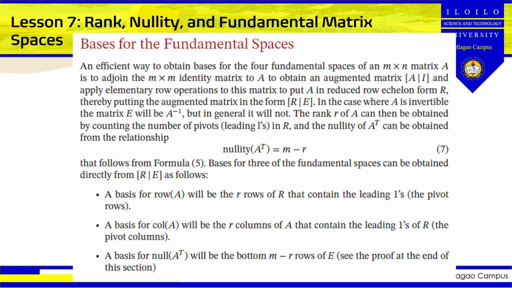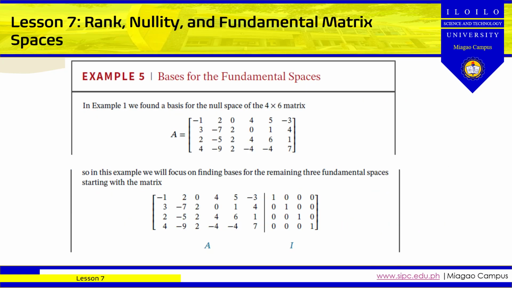Bases for 3 of the fundamental spaces can be obtained directly from [R | E] as follows. A basis for the row space of A will be the r rows of R that contain the leading ones, which are the pivot rows. The basis for the column space of A will be the r columns of A that contain the leading ones of R, the pivot columns. The basis for the null space of AT will be the bottom m minus r rows of E, and see the proof at the end of the section also.